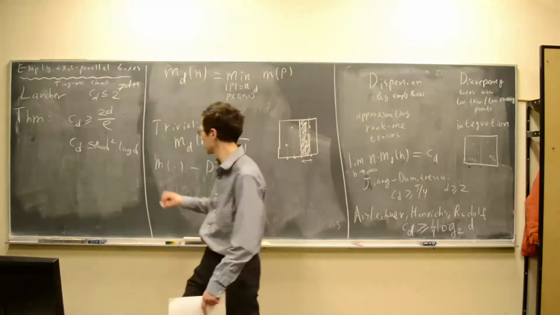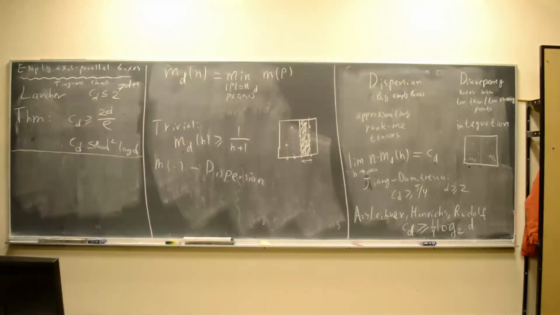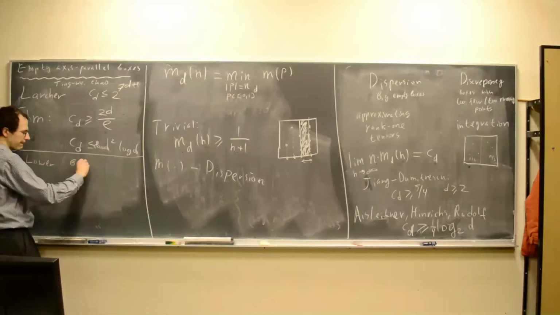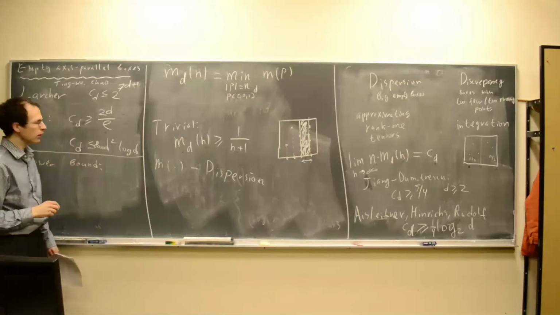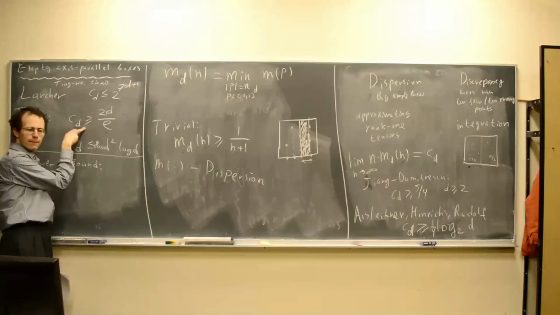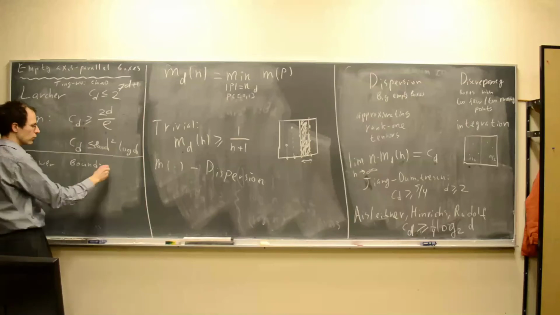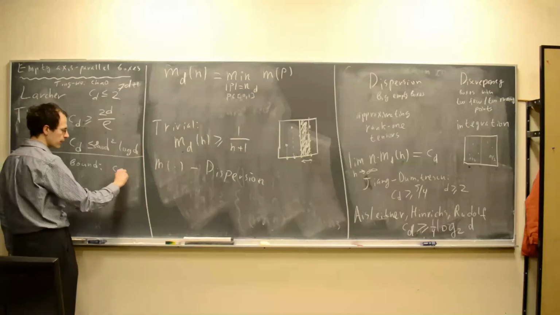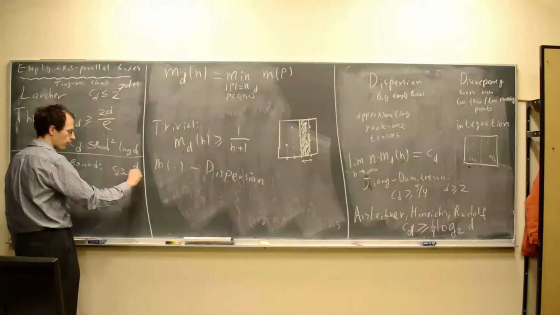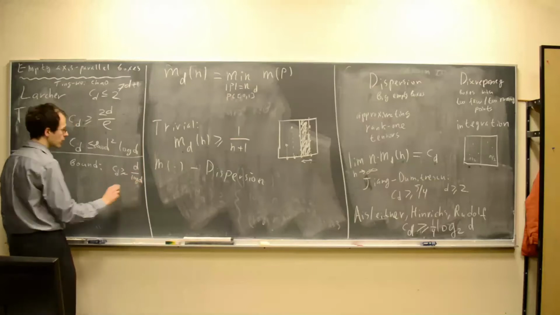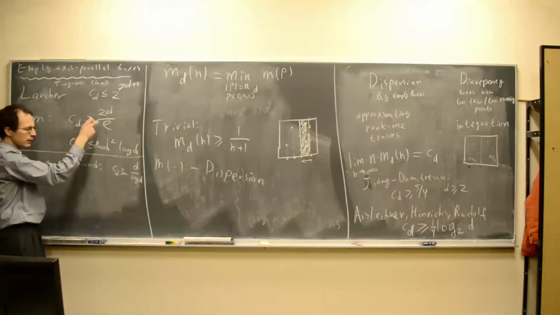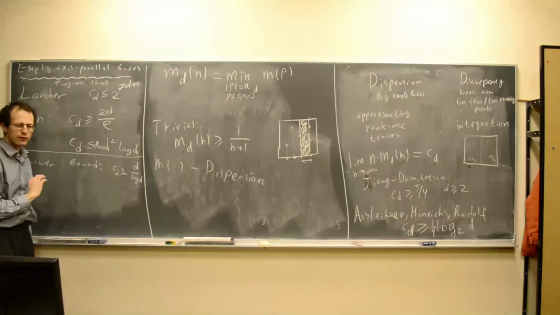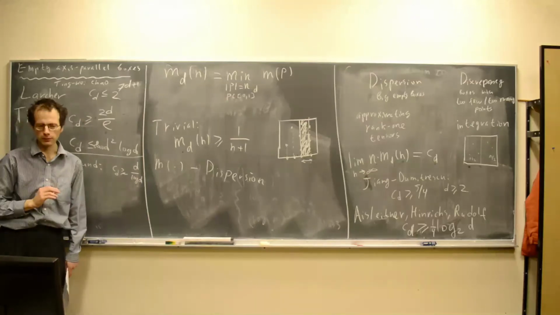So what does the lower bound look like? I will not prove the lower bound which I wrote here. What I will prove is a weaker bound, that C of D is bigger than some multiple of D over log D. So this says it's at least linear, at least D over log D. I will give you a simpler proof which loses the logarithm.